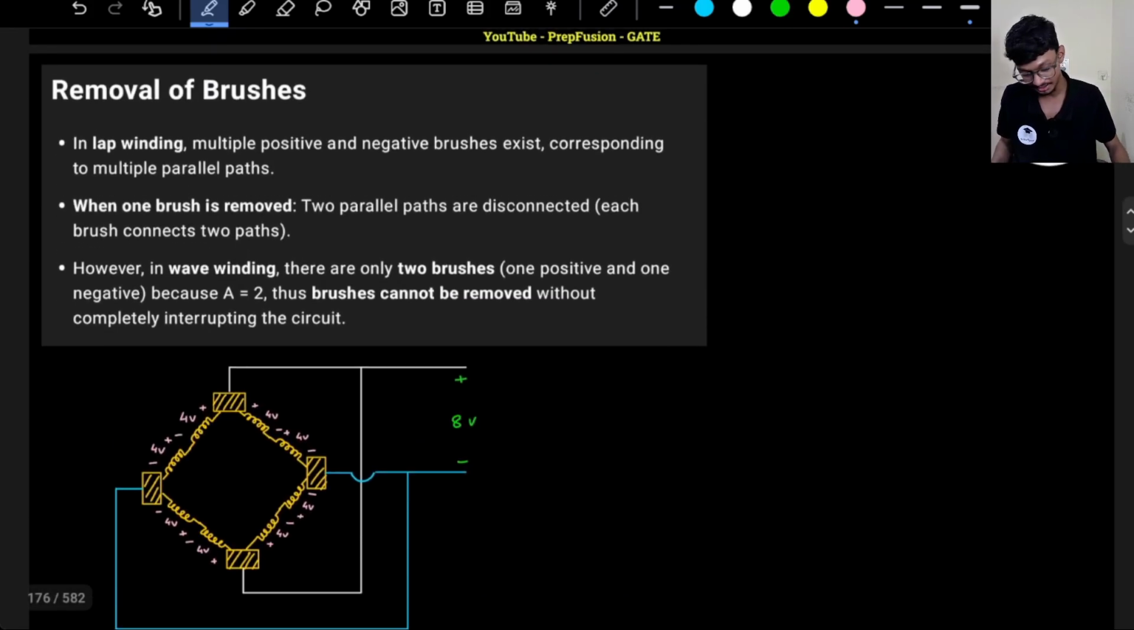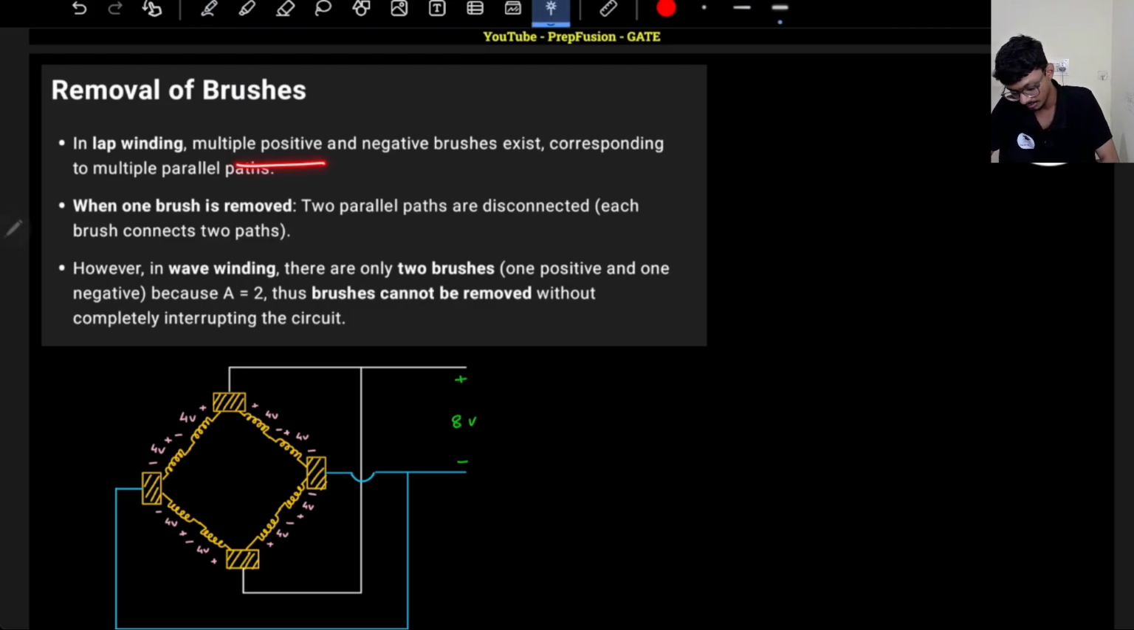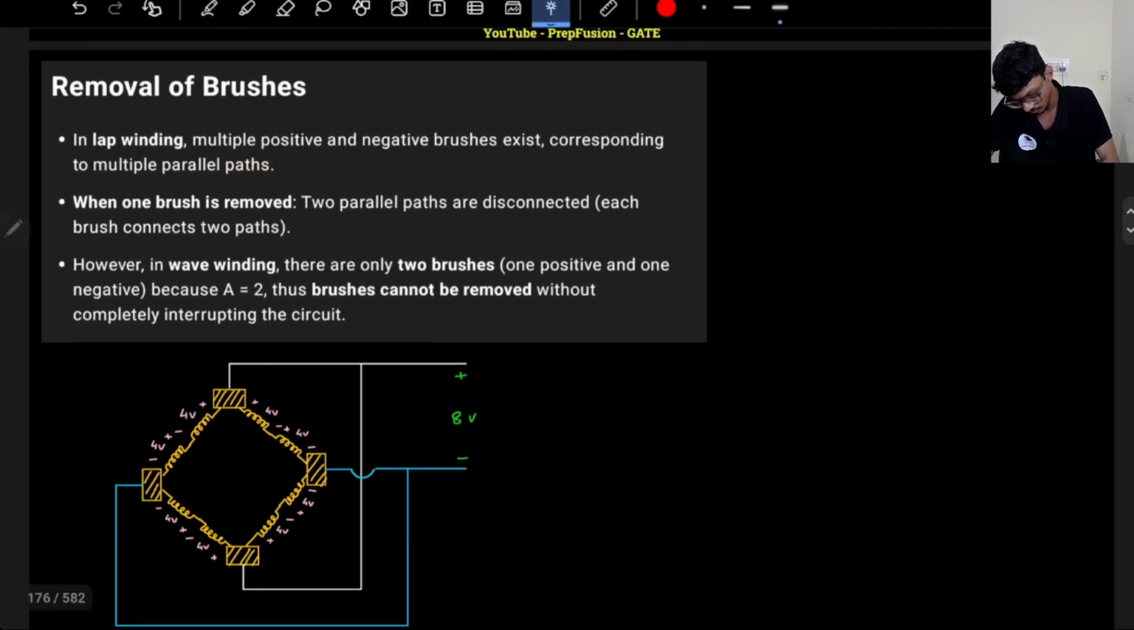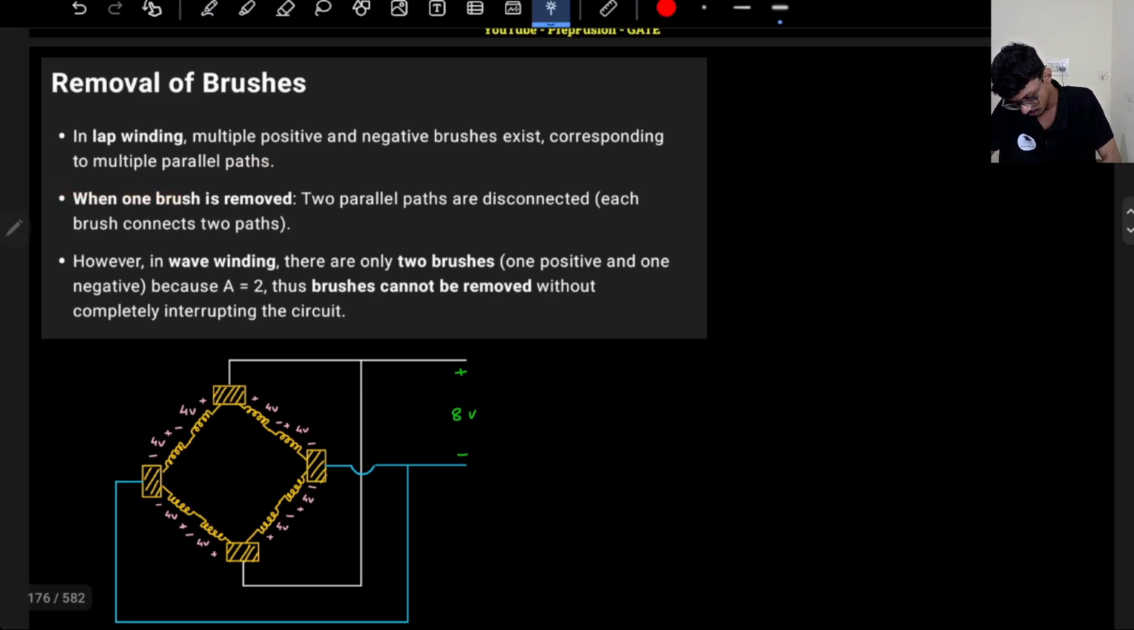So now let's move on to the next topic, that is removal of brushes. If I remove a brush, what will happen? In lap winding, multiple positive terminals and negative terminals exist, okay, corresponding to multiple parallel paths. So when one brush is removed, the two parallel paths are disconnected and they become in series. So we will see the effect.